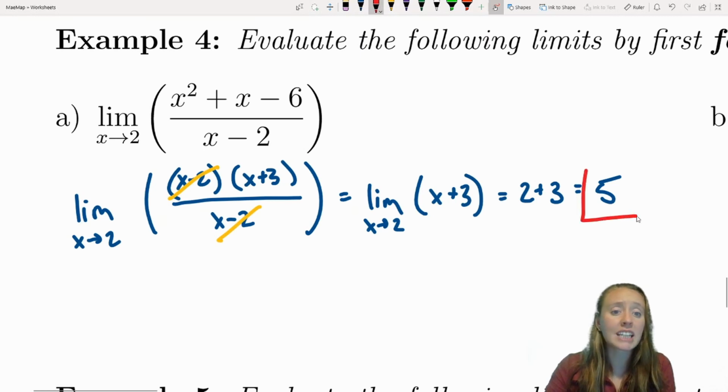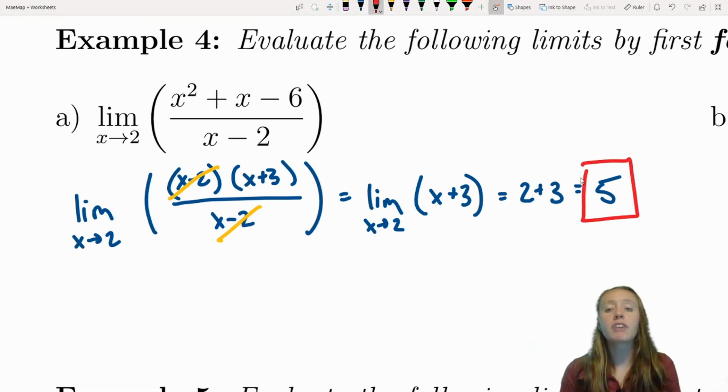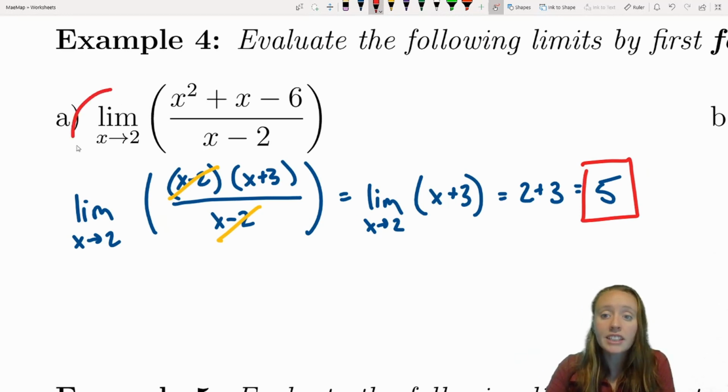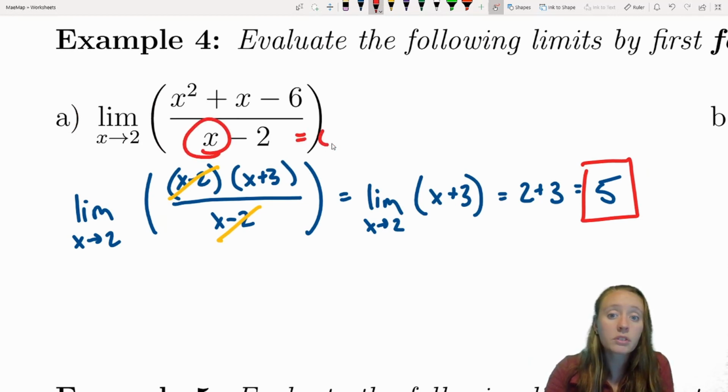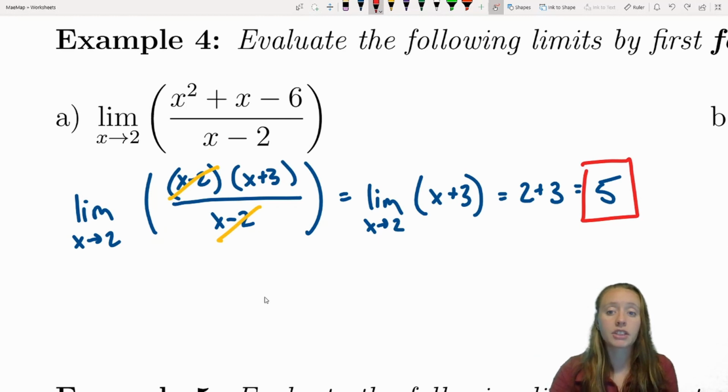So we were able to take this rational function and simplify it down into a linear or polynomial function. And that was because if we tried to take the limit as x approached 2, if we plugged 2 in, 2 minus 2 equals 0. We cannot have a denominator equal 0, so we simplified by factoring.